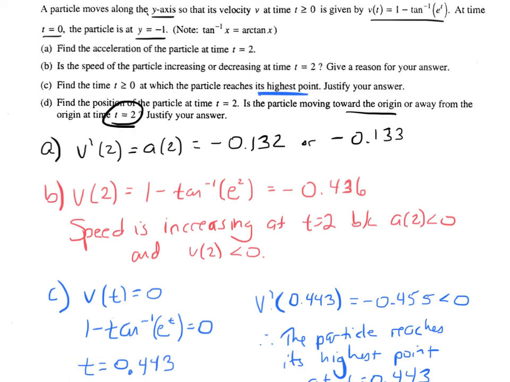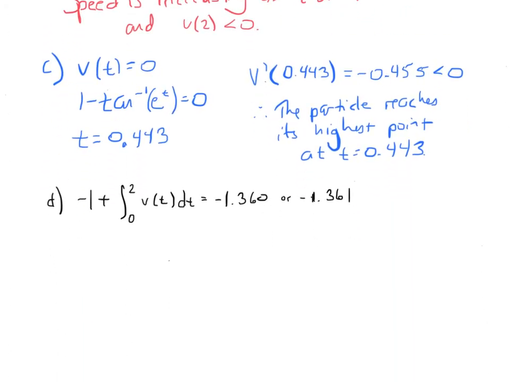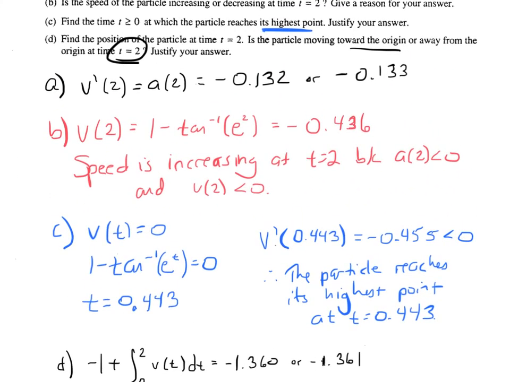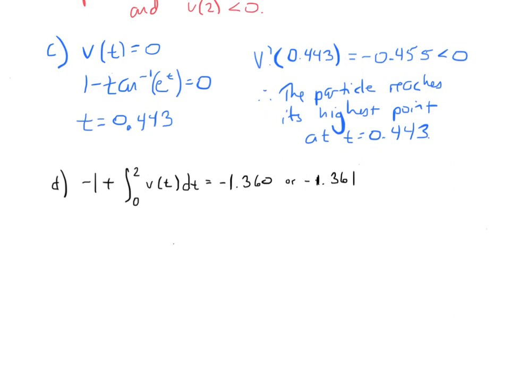In the very last part, we are asked if the particle is moving toward or away from the origin at time t equals 2. Well, we know that the position is to the left of the origin at t equals 2. And we also know from our previous work that the velocity is negative at t equals 2. So the particle is at a negative position, and moving to the left in the negative direction. Therefore, the particle is moving away from the origin.